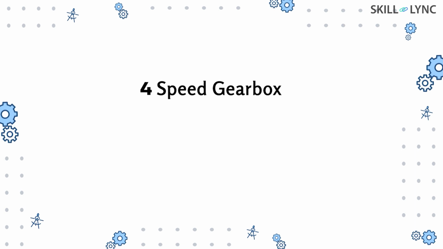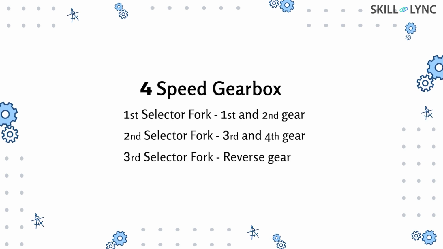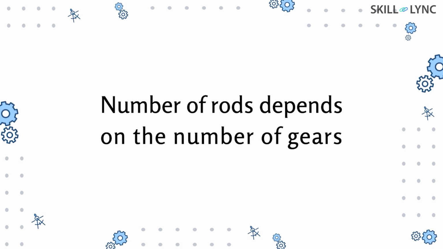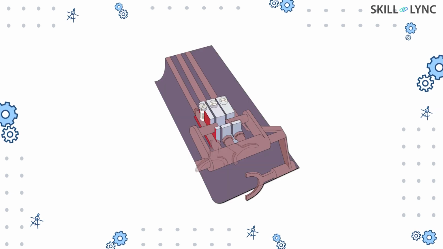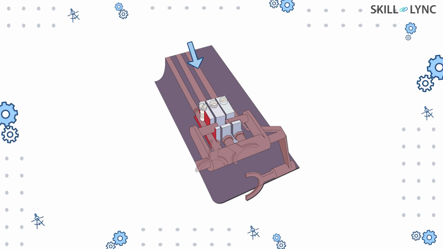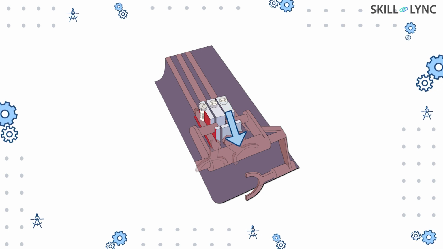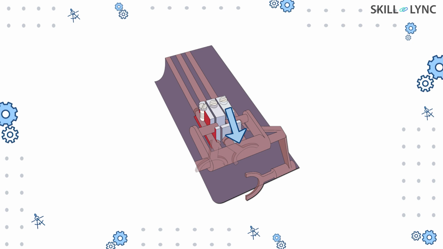For a 4-speed gearbox, 3 selector forks are used: one for first and second gear, one for third and fourth gear, and one for the reverse gear. The number of rods in the mechanism depends on the number of gears used. In this case, the gear selector mechanism consists of 4 rods. Out of these, 3 are held parallel to the shafts of the gearbox, called the selector rods, and there is an additional rod provided with fingers held at right angles to the shaft.